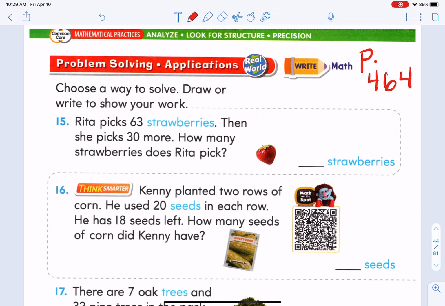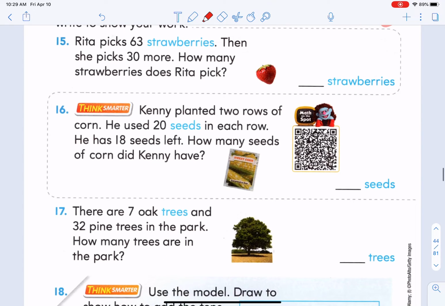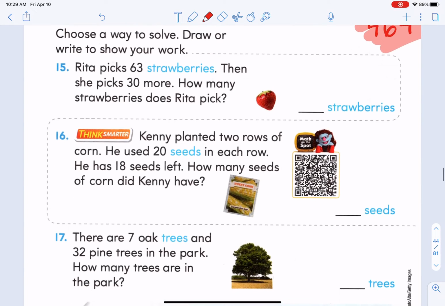But before we get started with that, why don't you get your math book and a pencil? You can pause the video and come back when you've got your book. The page number that we're on is page 464. And it starts with this problem up here that has a strawberry.